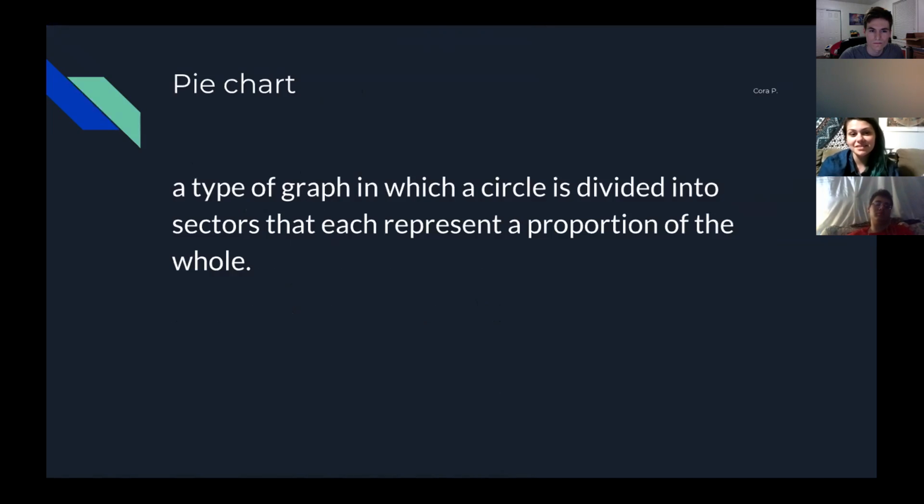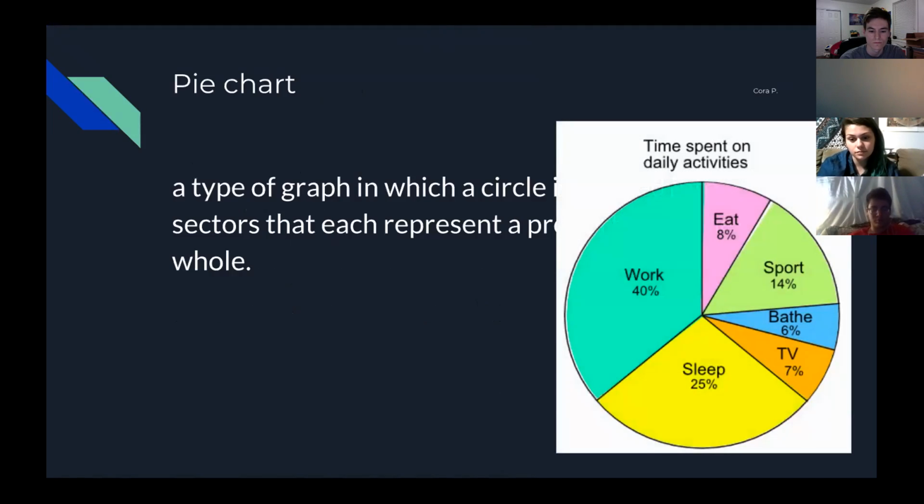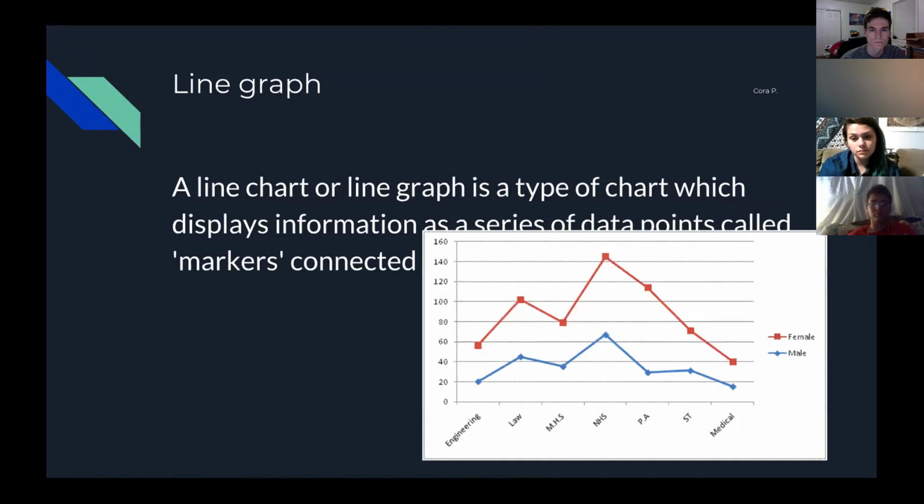Pie chart. A pie chart is a graph in which a circle is divided into sectors, each representing a portion of the whole. Here's an example. Line graph. A line chart or line graph is a type of chart which displays information as a series of data points called markers connected by straight line segments. Here is an example of a line graph.